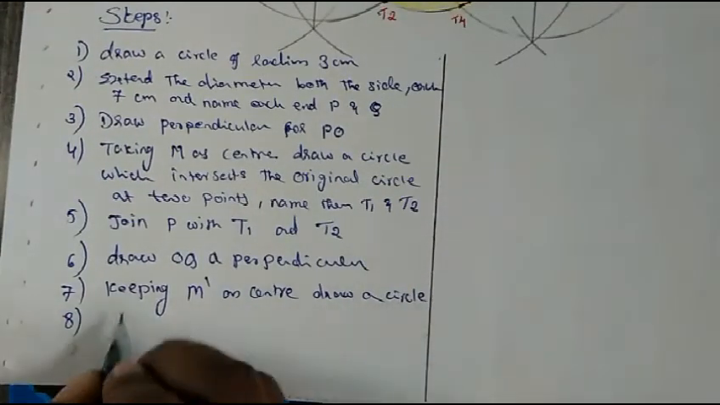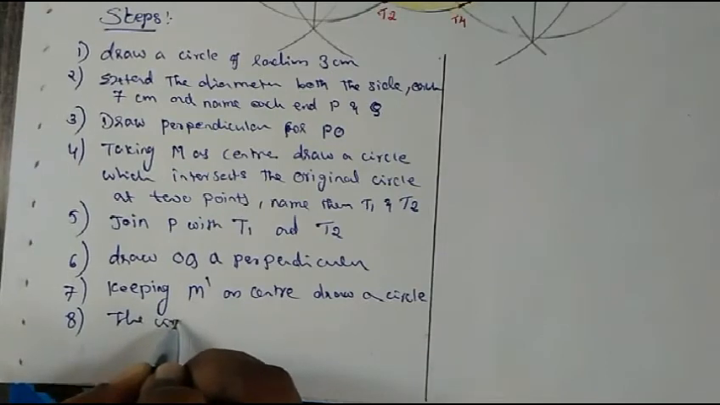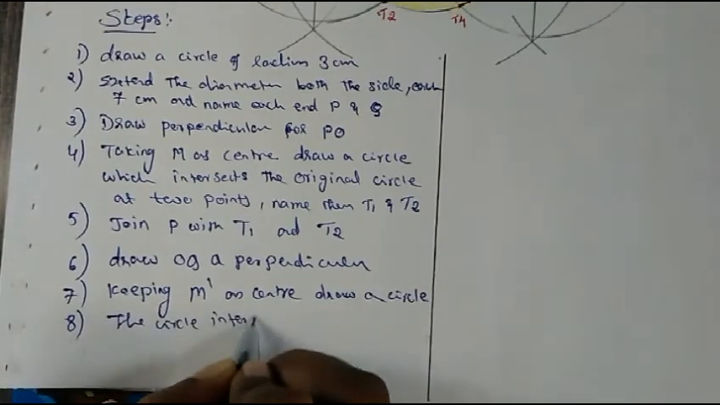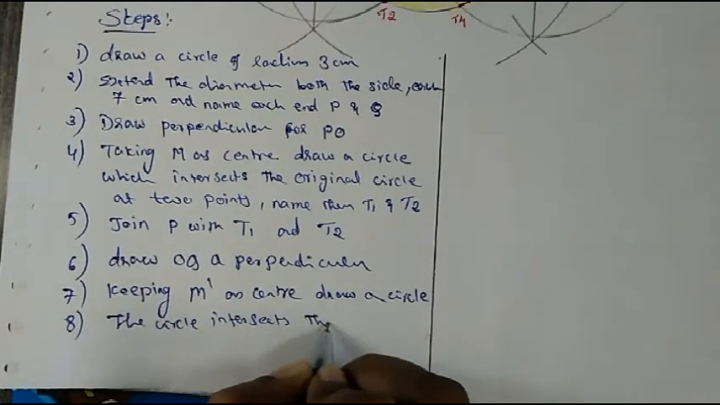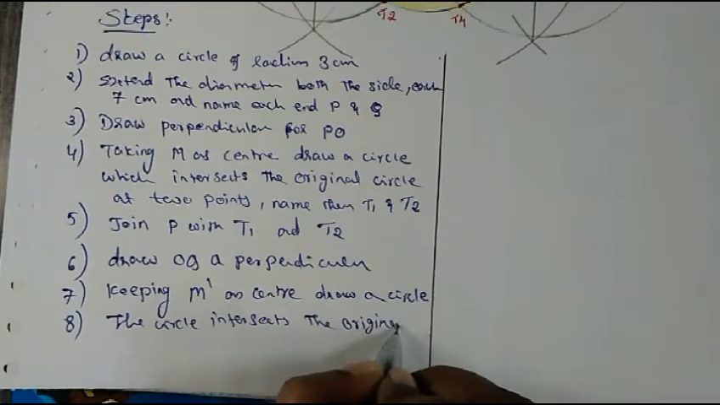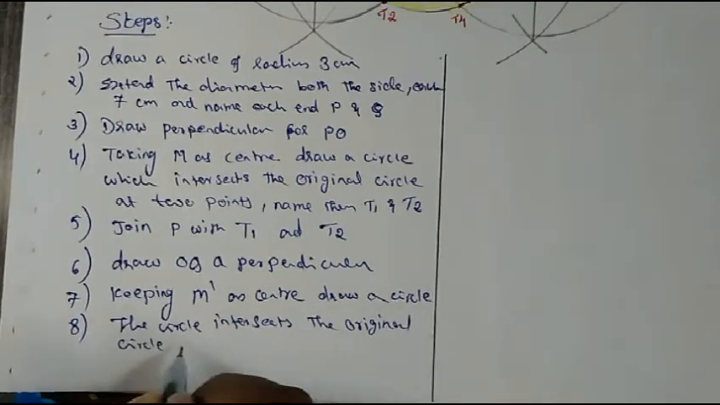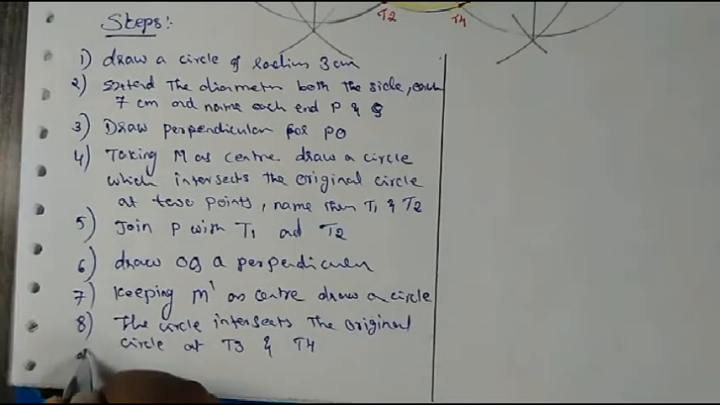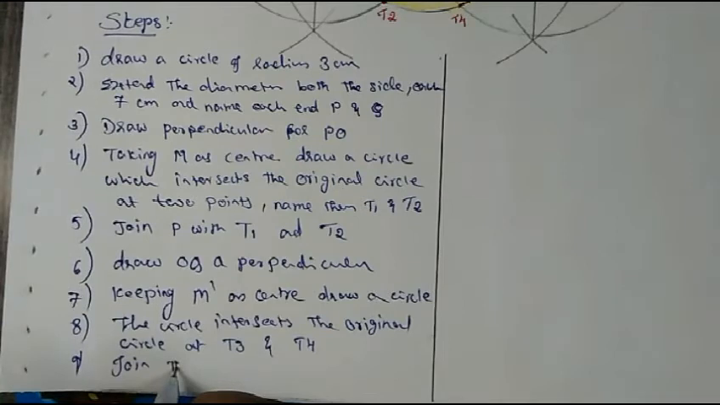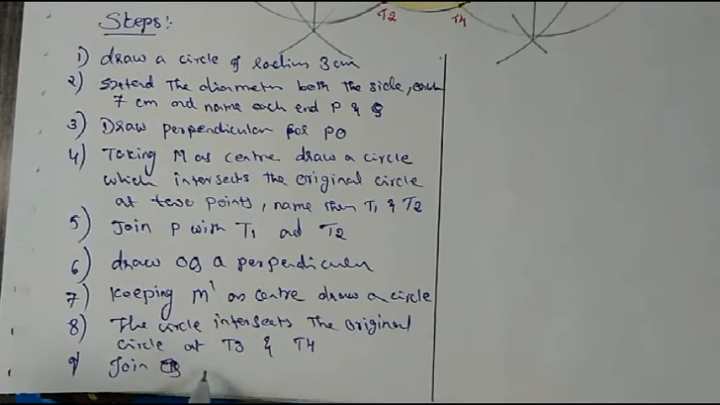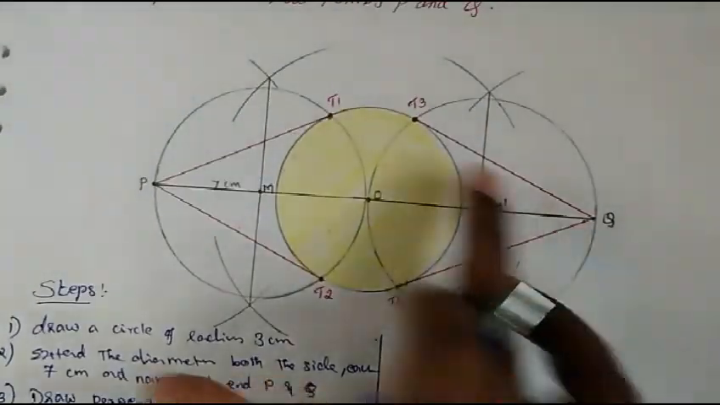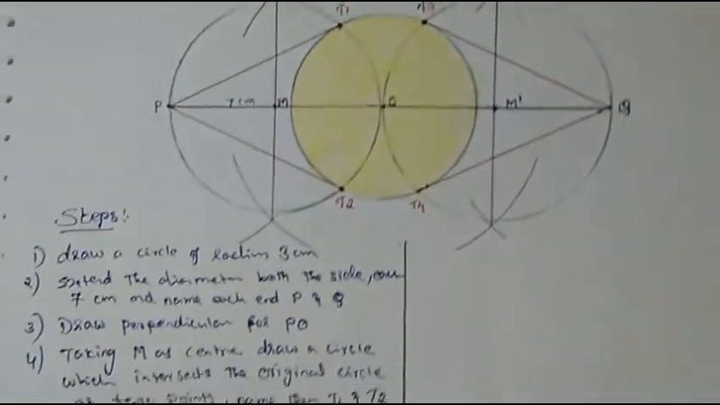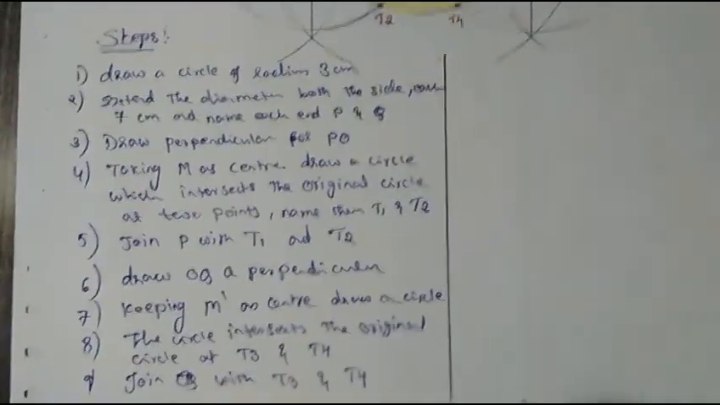The circle intersects the original circle at T3 and T4. Then join Q with T3 and T4. So Q we join with T3 and T4. That's it. So this much you can write in your own words.